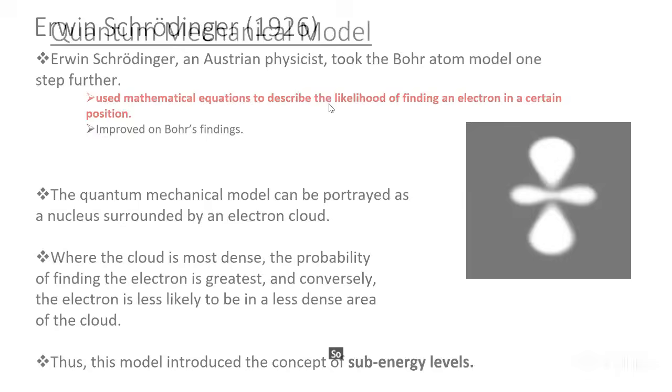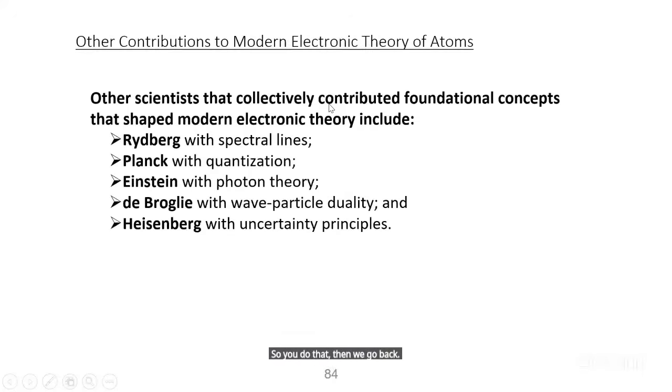So you do that, then we'll go back to the lesson. I know it's 2n squared, but I want you to tell me the number of electrons. Correct. Everyone who has written it is correct.